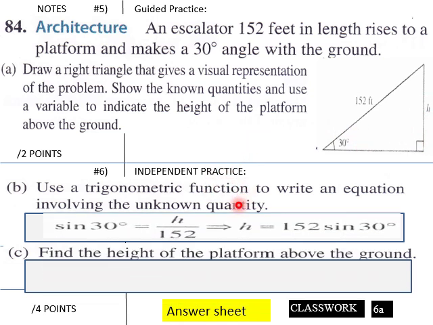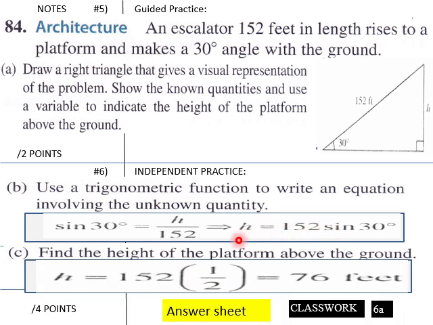By using a trigonometric function, sine 30 would equal h over 152, opposite over your hypotenuse, and that would be h equals 152 sine 30 degrees. So it'd be 152 times 1/2, which is 76 feet. That would be your height.